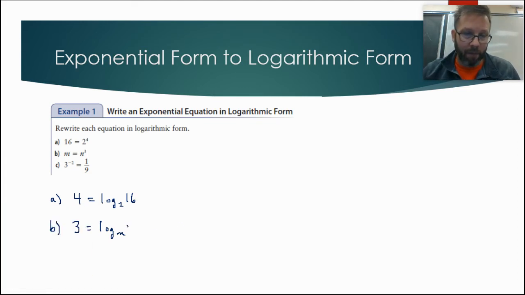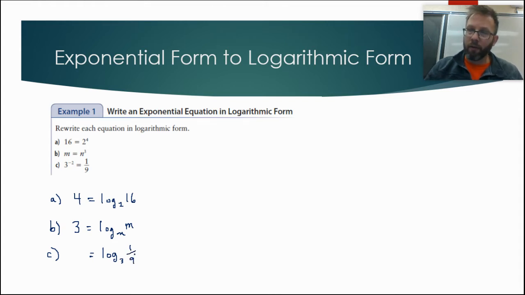Log base n of m. That's better. Right. And for c, I might start with the right-hand side. The base is 3. Log base 3 of 1 over 9. 3 to what exponent gives you 1 over 9? Well, 3 to the power of negative 2 gives you 1 over 9. So negative 2.